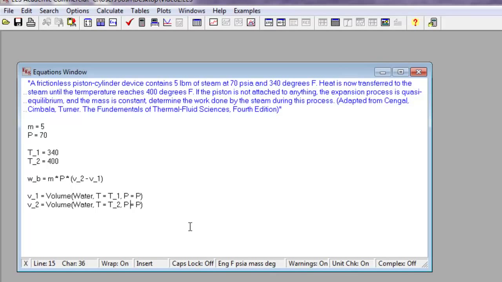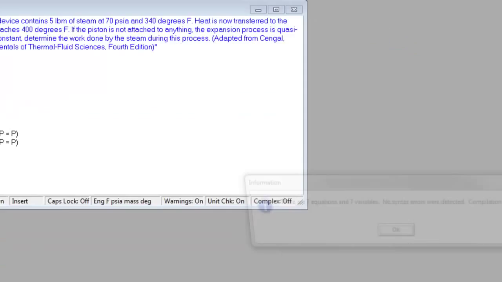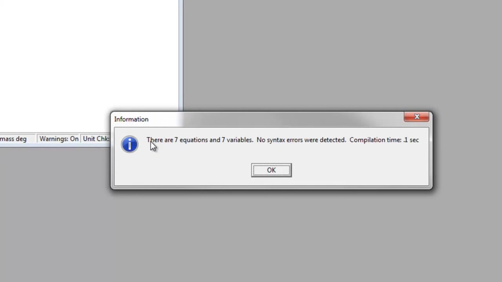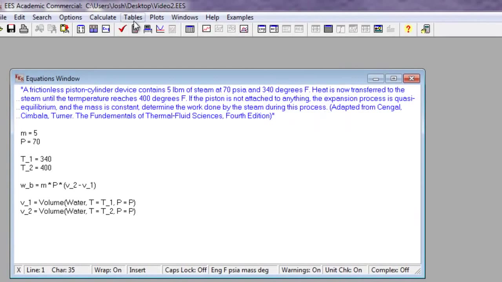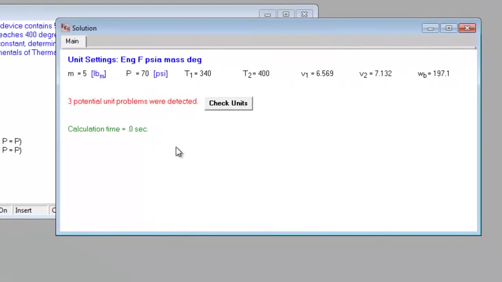So let's go ahead and solve for this. Let's check it. There's 7 equations and 7 variables. No syntax errors were detected. Perfect. And let's go ahead and solve.